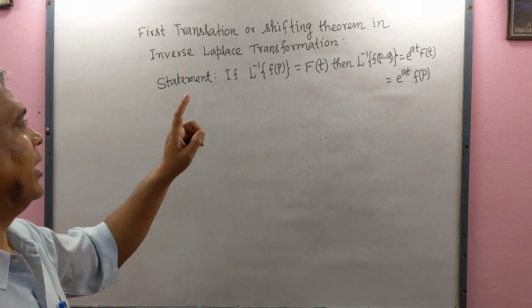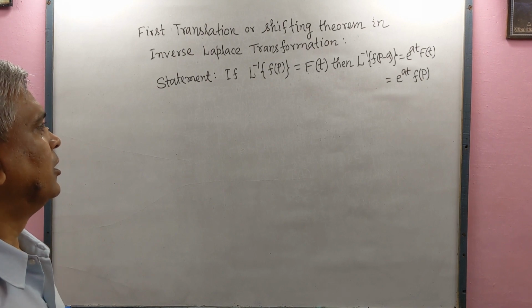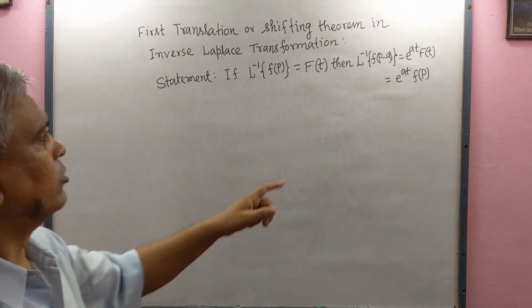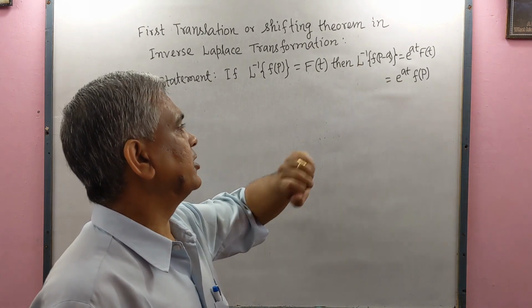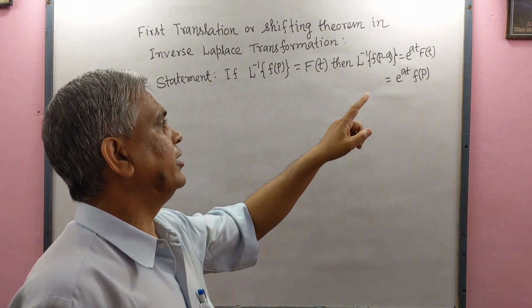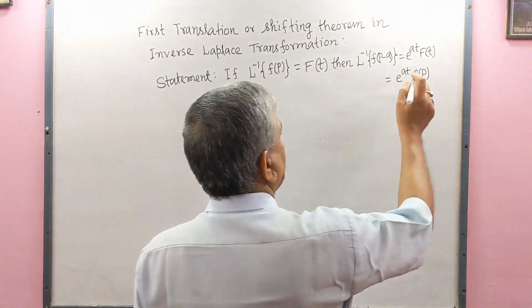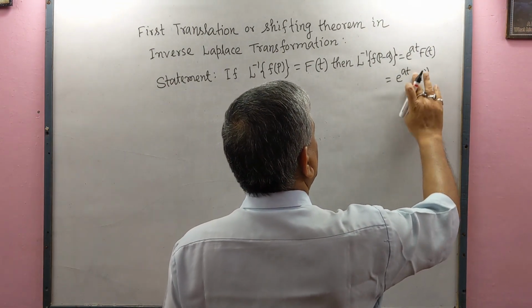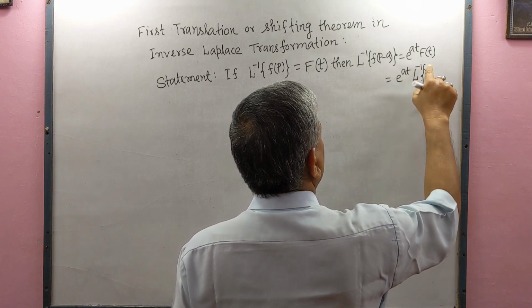Statement: if L inverse F(p) equal to F(t), then we have to prove L inverse F(p minus a) equal to e to the power at F(t) equal to e to the power at L inverse F(p).